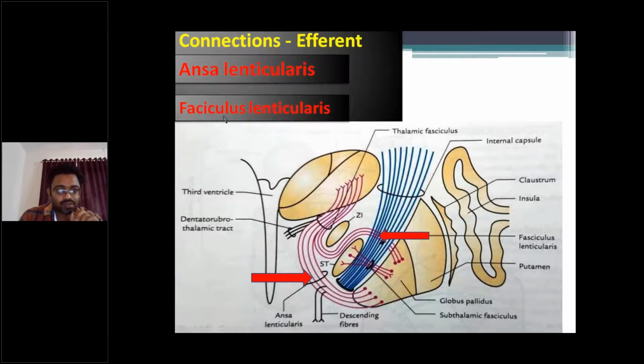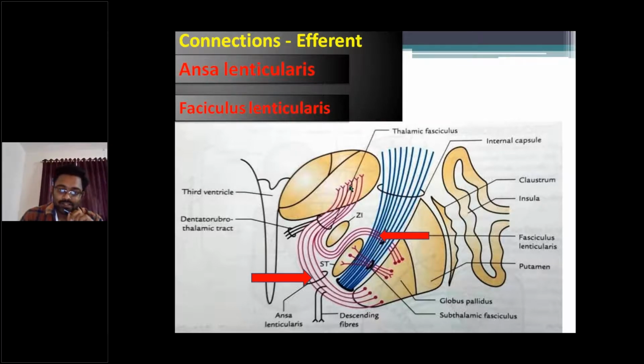Number one. Number two, fasciculus lenticularis. Fibers arise from globus pallidus and pass through the internal capsule. These are called fasciculus lenticularis. So fibers forming the loop around the posterior limb of internal capsule are called ansa lenticularis, and fibers arising from globus pallidus passing through the internal capsule are called fasciculus lenticularis.